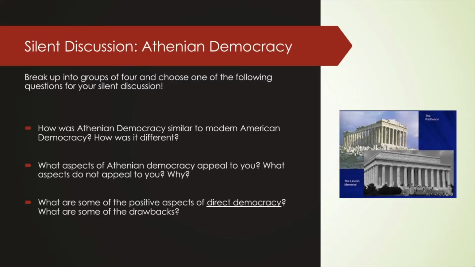Excellent. So we're now going to have a silent discussion about Athenian democracy. So you're going to break up into groups of 4 and choose one of the following questions for your silent discussion. So you can choose either the first one, how is Athenian democracy similar to American democracy and how is it different? The second, what aspects of Athenian democracy appeal to you and what aspects don't? And you could also choose the third. What are some of the positive aspects of direct democracy? What are some of the drawbacks?